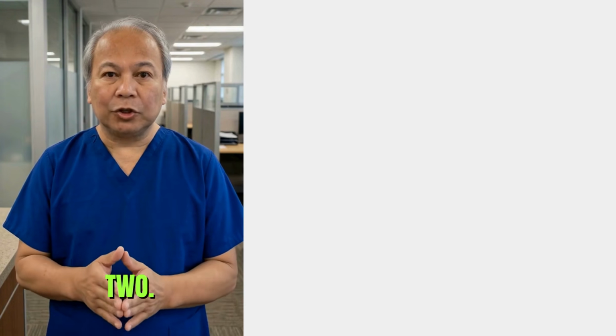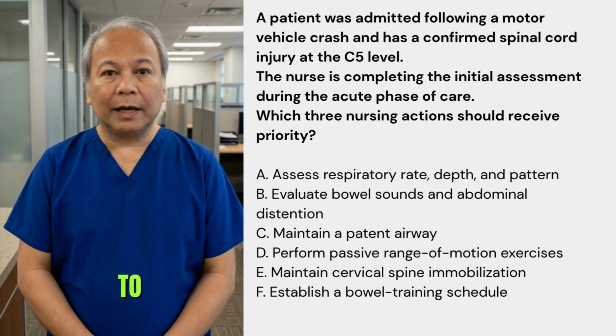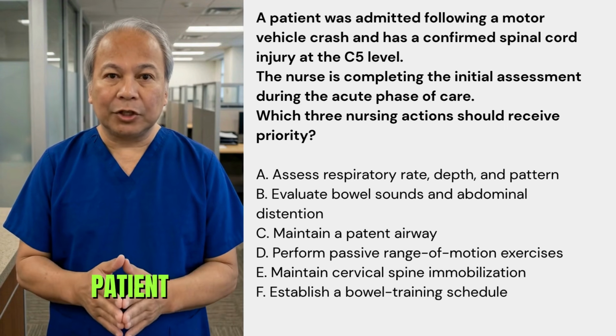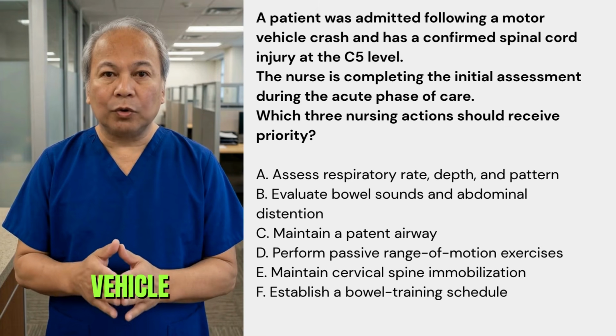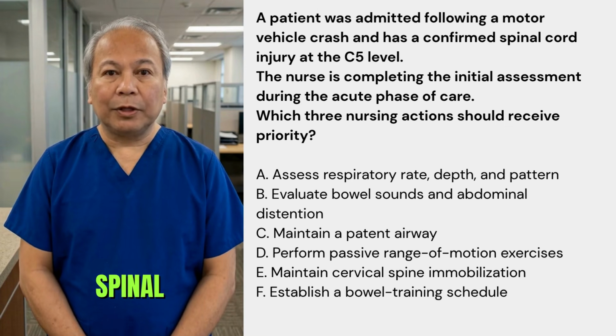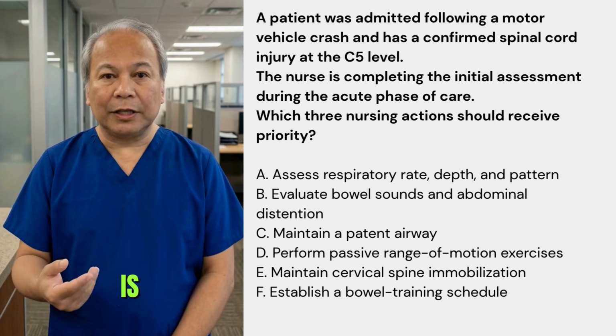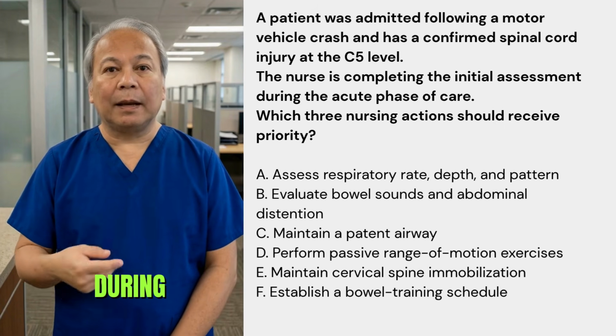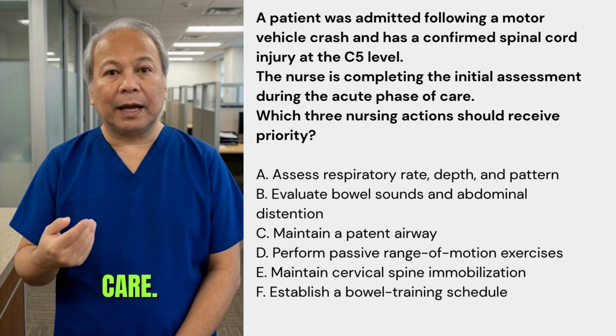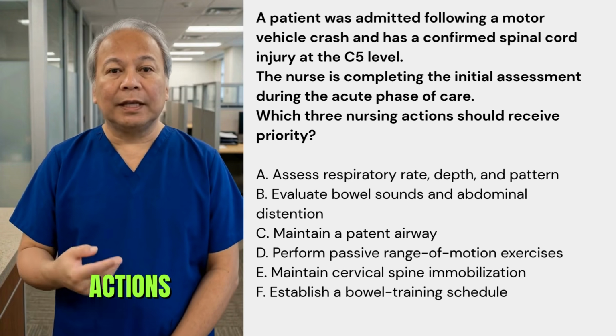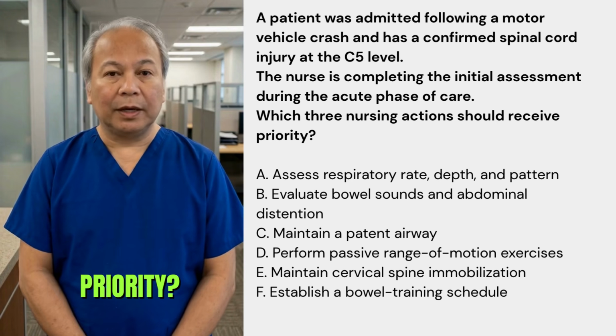This is question 2. Now let's move from the brain to the spinal cord. A patient was admitted following a motor vehicle crash and has a confirmed spinal cord injury at the C5 level. The nurse is completing the initial assessment during the acute phase of care. Which 3 nursing actions should receive priority?